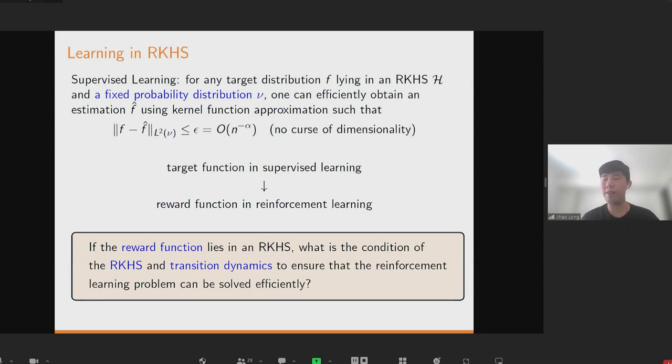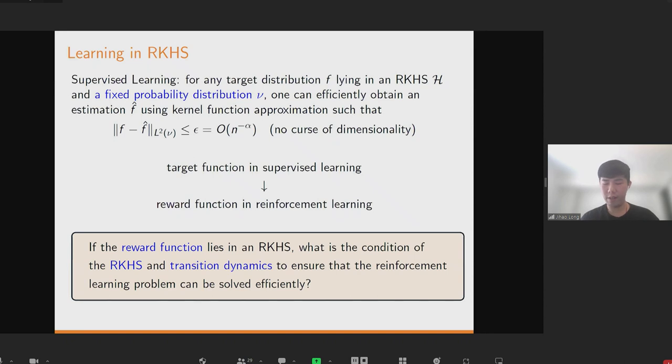Although it's hard to study reinforcement learning with kernel function optimization, theoretical results of supervised learning with kernel function optimization are well known. For any function F lying in an architecture H and a fixed distribution mu, one can efficiently obtain an estimate hat F using kernel function optimization so that hat F and F are close with respect to the L2 norm under the distribution mu.